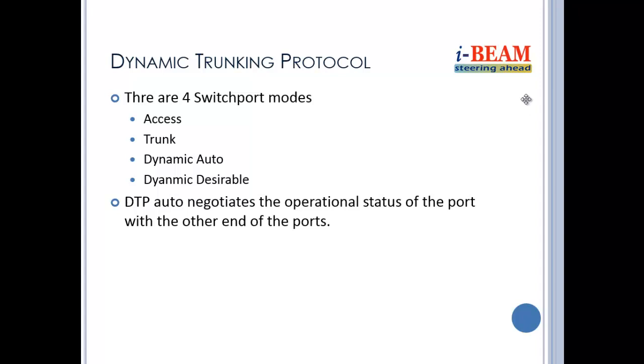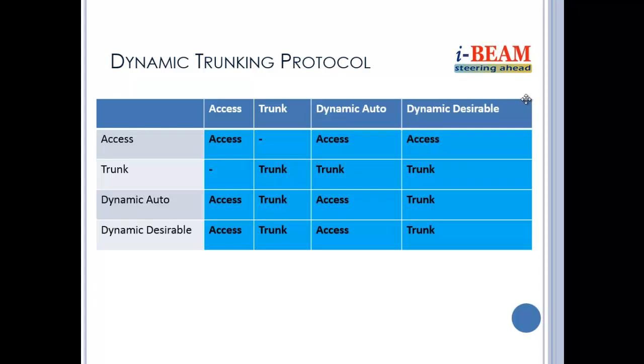And now we will talk about the Dynamic Trunking Protocol. Every switch port has four modes: switchport mode access, switchport mode trunk, switchport mode dynamic auto, and switchport mode dynamic desirable. Dynamic Trunking Protocol auto negotiates the operational status of the port with the other end of the link. I think you will understand by looking at this table.